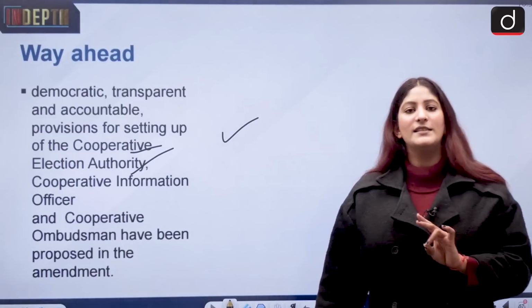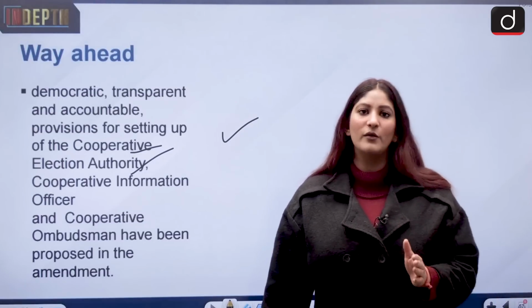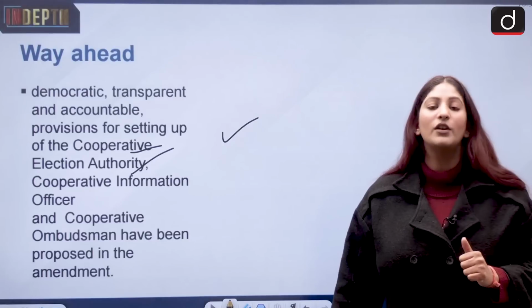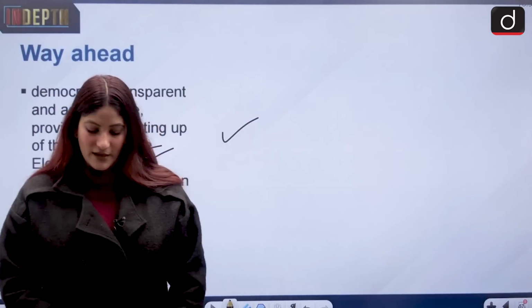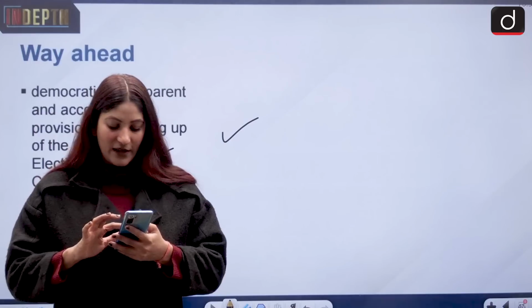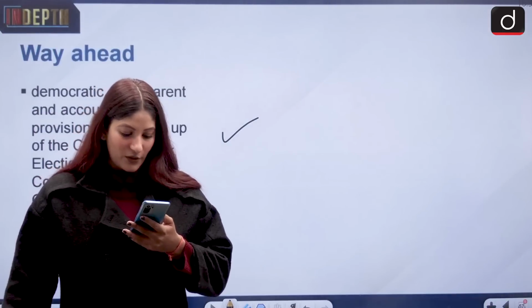All the time, if there is any chance of improving any law, of course, more and more stakeholders can be involved.